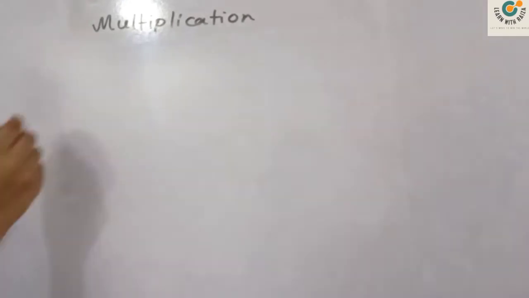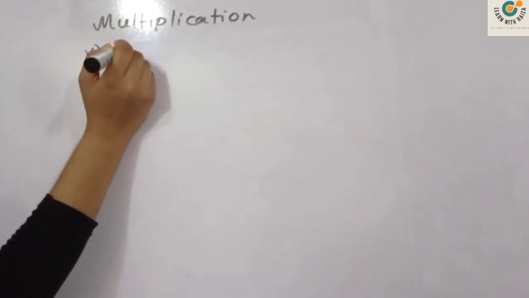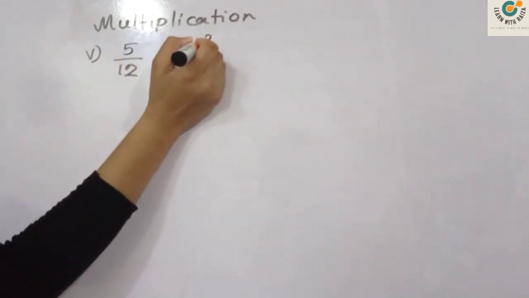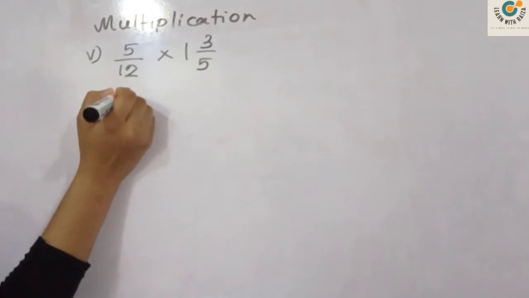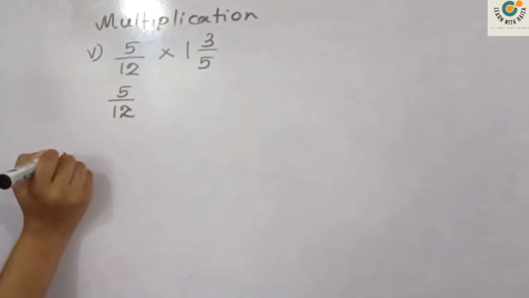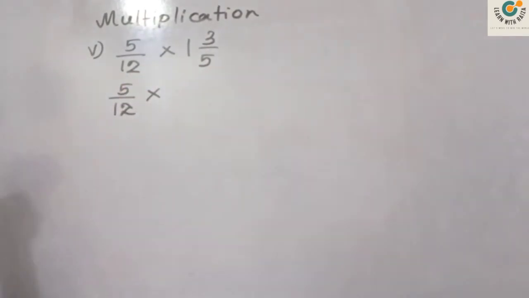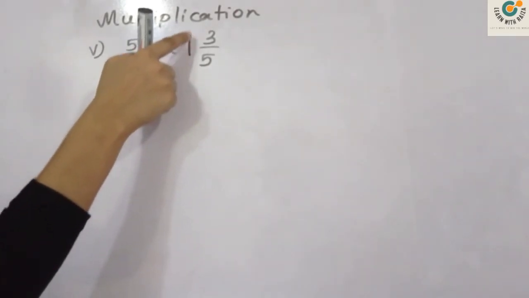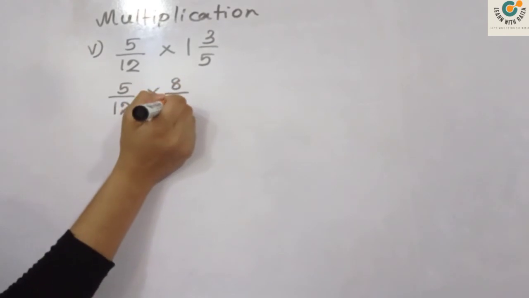Last part in the multiplication I can tell you. Multiplication of a given fraction by a mixed fraction. So I can take the fraction, no problem. Normally I can take it. But the mixed fraction, you should make it into an improper. 5 multiplied by 1, 5. 5 plus 3, you are getting 8 upon 5.